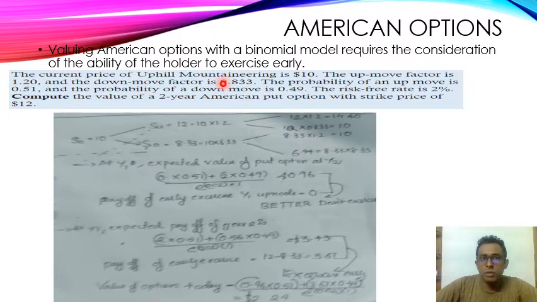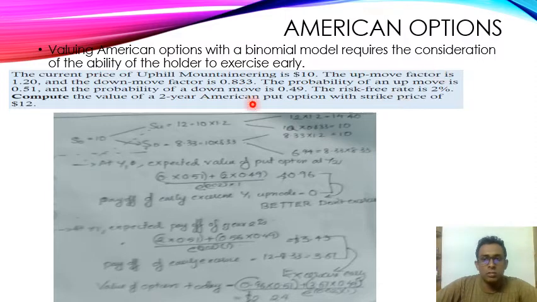The current price of the underlying is 10, the up move factor is 1.2 and the down move factor is 0.833. The probability of an up move is 0.51 and the probability of a down move is 0.49. These four figures that they have given can also be calculated.